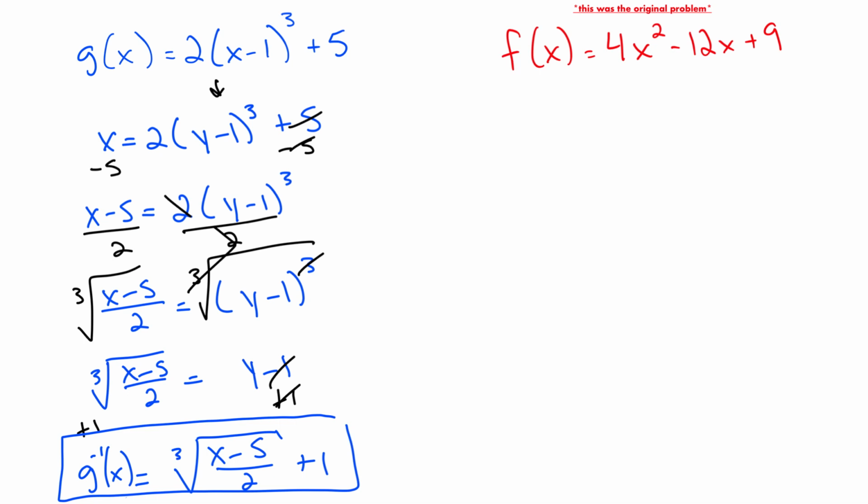Problem number 2. First step I'm going to do is take the x's and the y's and swap them. This is going to turn into x equals 4y squared minus 12y plus 9. This problem's going to get a little spicy.